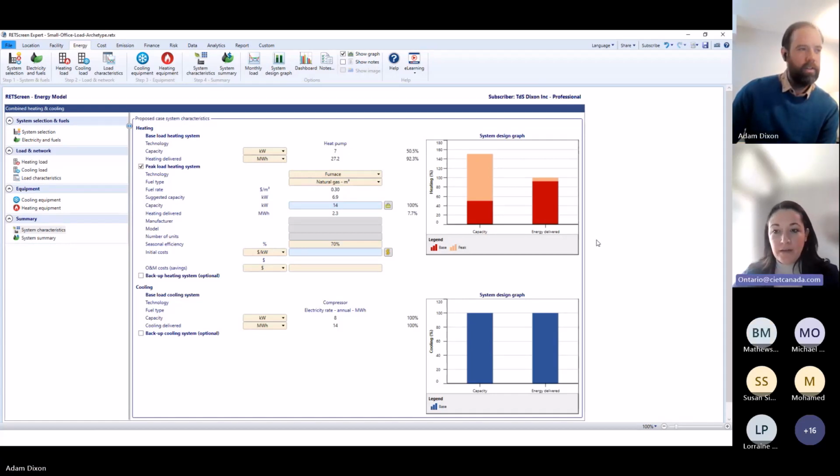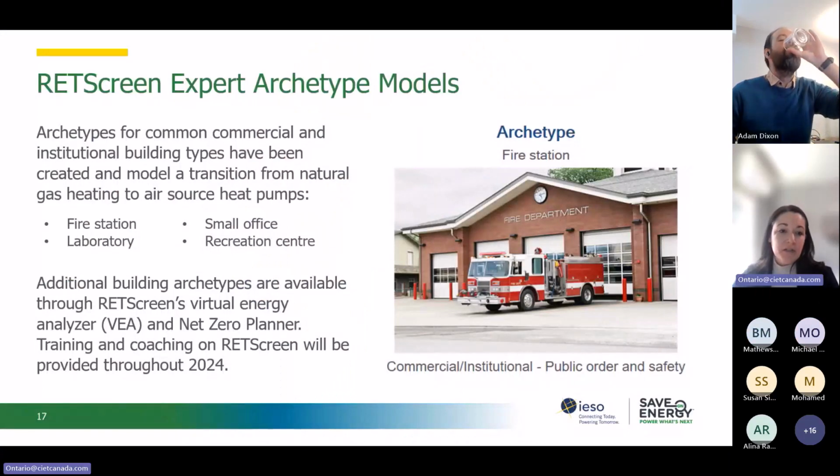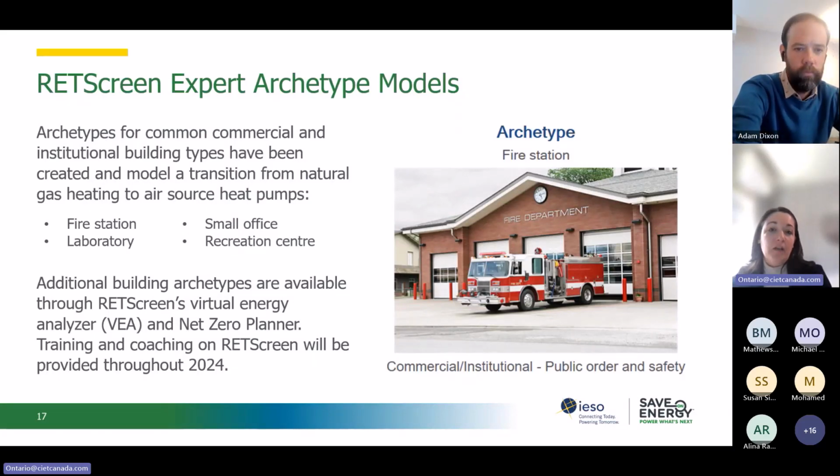Great. Well, thank you, Adam. I'll go back to the slides for a moment and talk about what's coming up next in our series. We do have some RETScreen archetype models that have already been built. So if you have a facility that you're responsible for, whether it's a fire station, a laboratory, a small office, or a recreation center, these were designed mostly for municipalities. We have those templates available, as Adam was showing on the website.